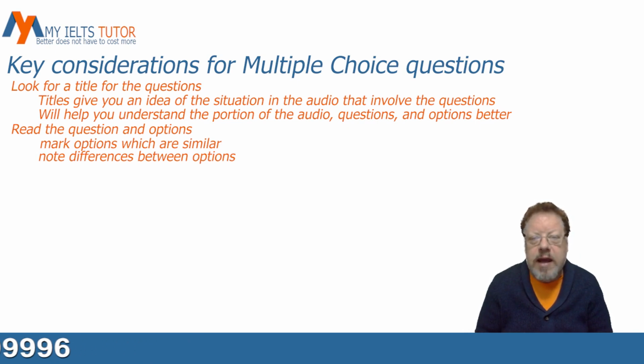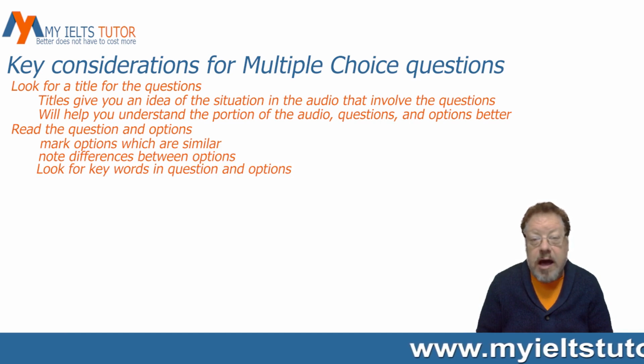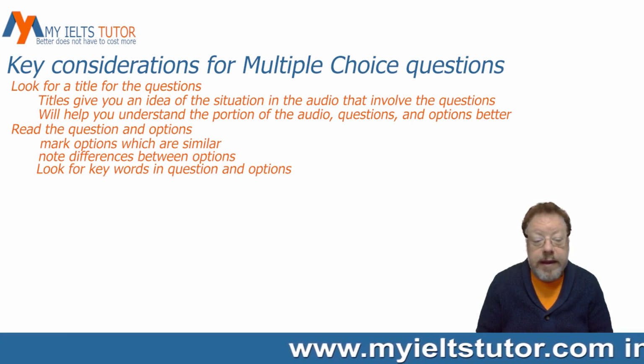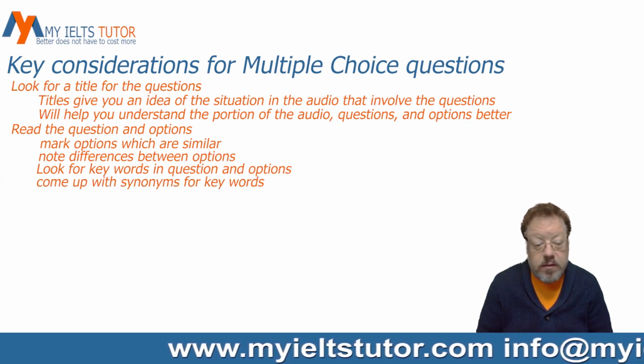One is a distractor that's designed to make you think that that's the correct option. So you want to be careful. Then you want to look at keywords in the question and the options. These are your clues for the answer. Then you want to come up with synonyms for keywords.